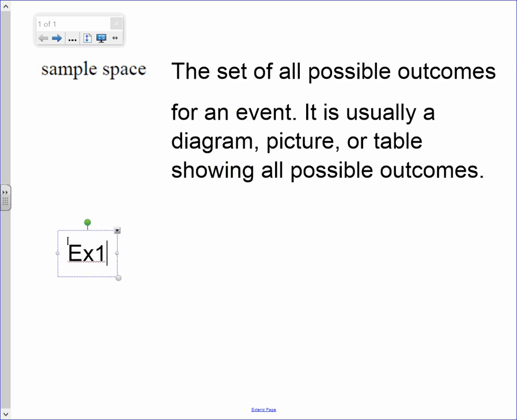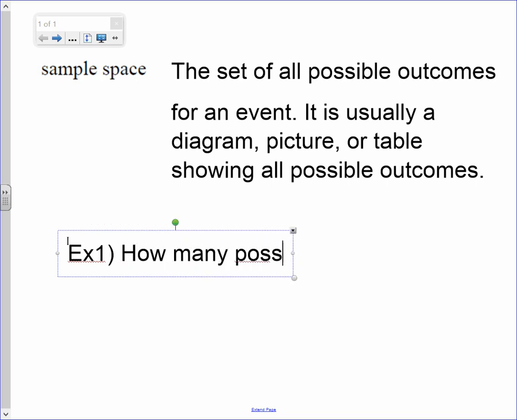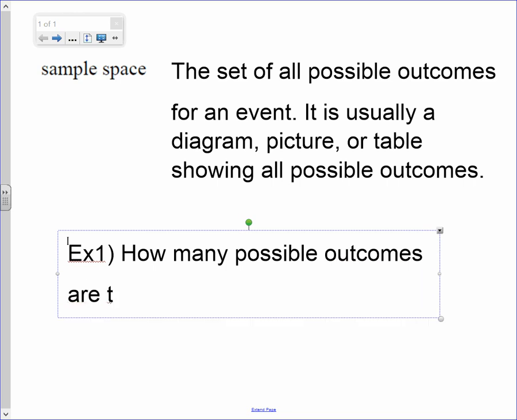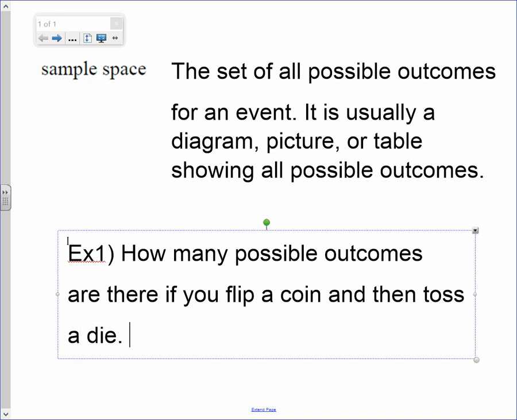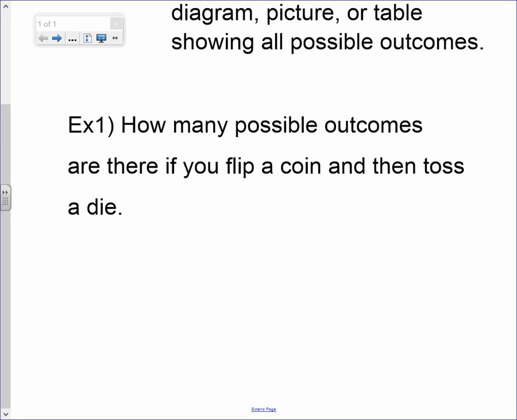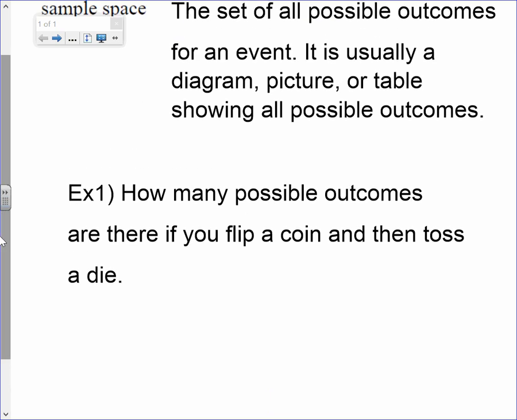Example 1. How many possible outcomes are there if you flip a coin and then toss a die? A die is singular. Dice is when you have two of them. A die is singular, so there's one die.